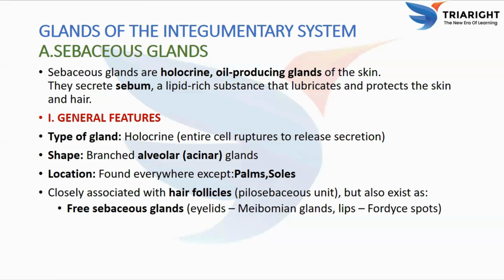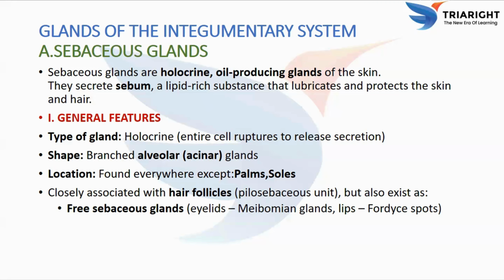So what is the location of the sebaceous glands? These are located throughout the body except in the palms and soles, because these areas have thick skin without hair. They do not require sebum. And how are they associated? These are connected to the hair follicles, because sebum flows into hair follicles and spreads out onto the skin surface. Although most sebaceous glands are attached to the hair follicles, some exist freely.